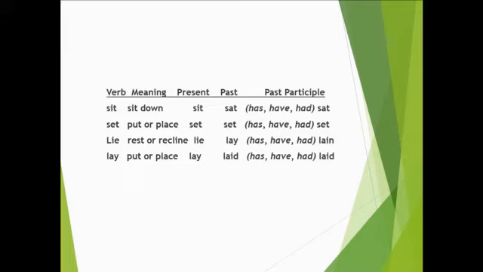When you come to the second word, which is lay, in the present this means put or place. Look at the difference between these two words. The first word, lie, means rest. The second word, lay, means to put or place. In the present form, the word will be lay, past will be laid, past participle with has, have, had, laid. That's why they are called troublesome verbs, because they are almost near to each other.